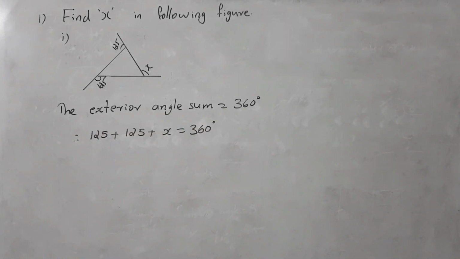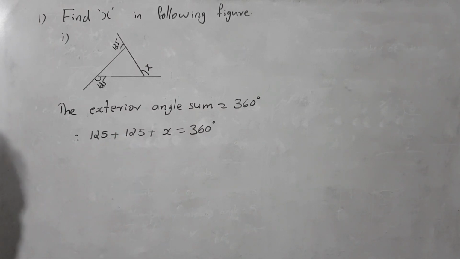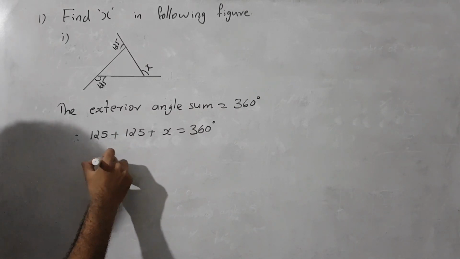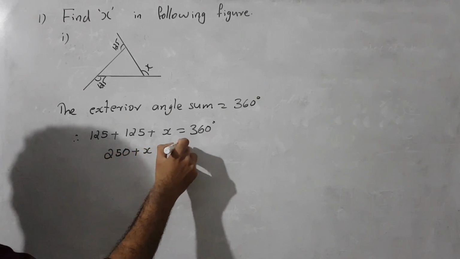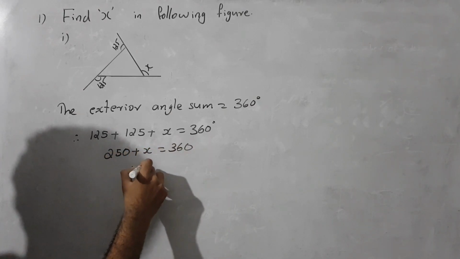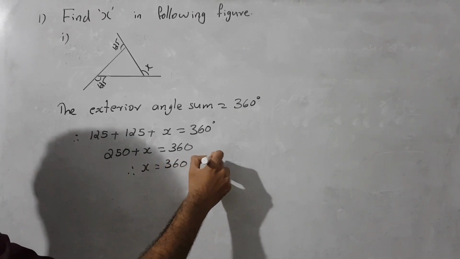125 plus 125 plus x is equal to 360. Then we add it. 125 plus 125, that is 250. 250 plus x is equal to 360. Therefore, x is equal to 360 minus 250.